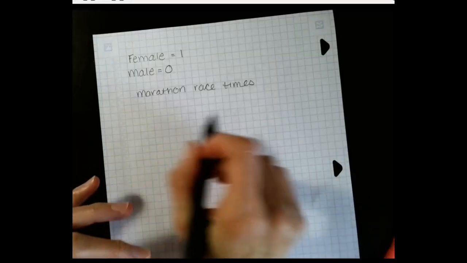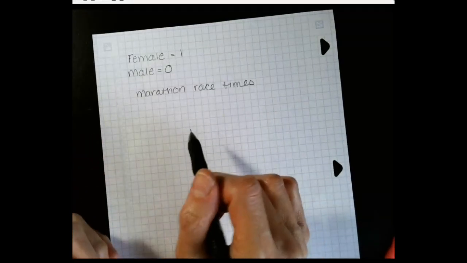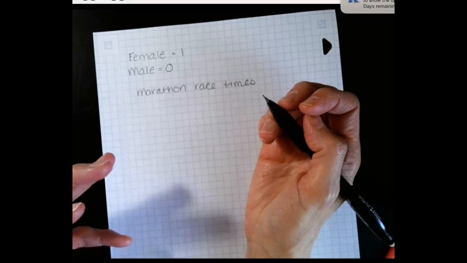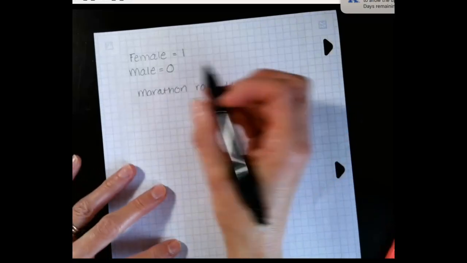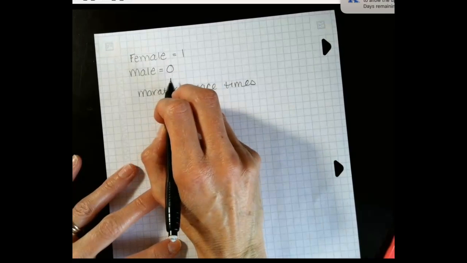So in this case, this information that I'm going to use is actually from the data set that is, I believe, available to you with the marathon race times. I'm just going to use it as a point of illustration for the interpretation. So in this case, our female is going to be 1 and our male is going to be 0.